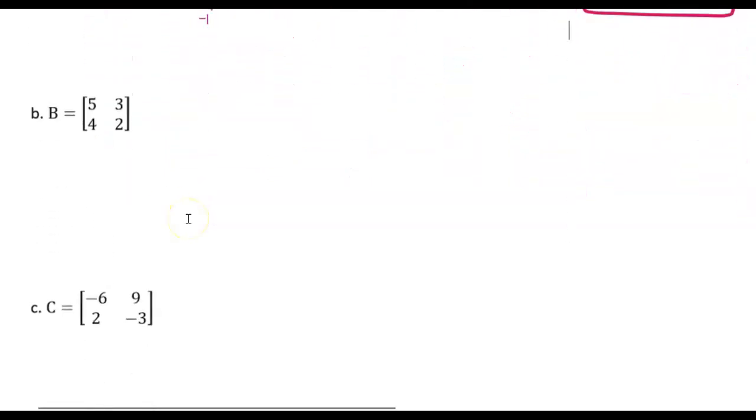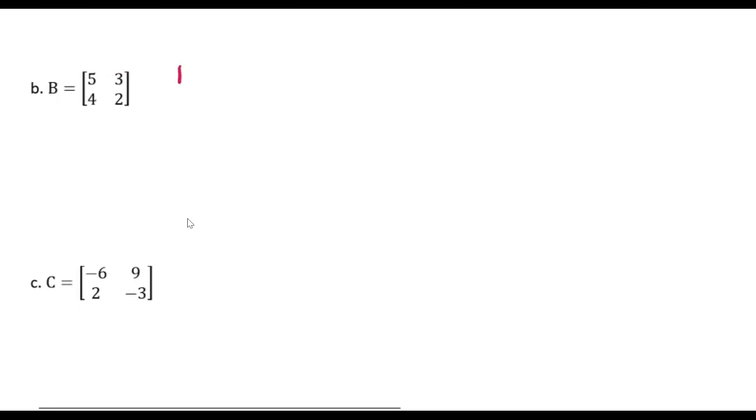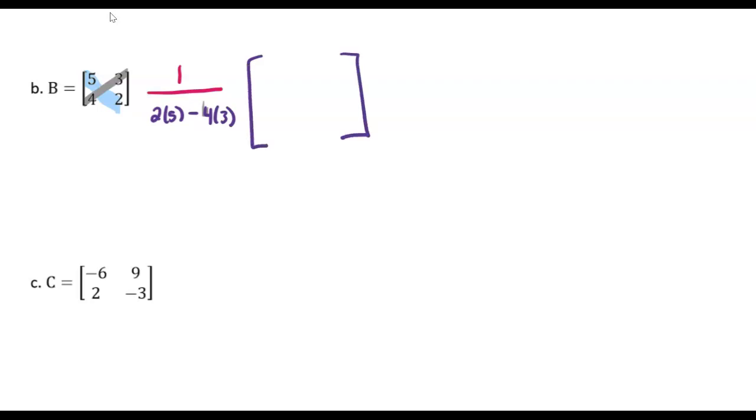Okay, let's do it again. You start by doing 1 over the determinant. And the determinant, remember, is 2 times 5 minus 4 times 3. If you want to stop and do that, you get 1 over 10 minus 12. So that ends up being -2. So basically -1/2 is what that is.